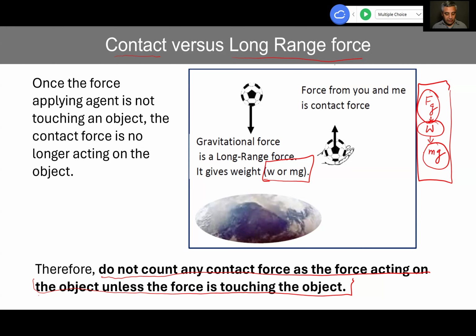Does anyone know, are there any forces that act without touching the object? If you do, write that in the chat. So I see one response, magnetic force. Yes. So magnets, we don't need to touch, right? So we feel that force.